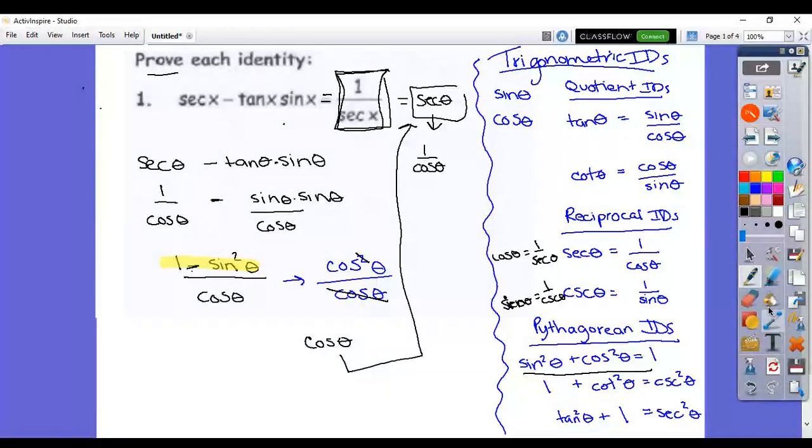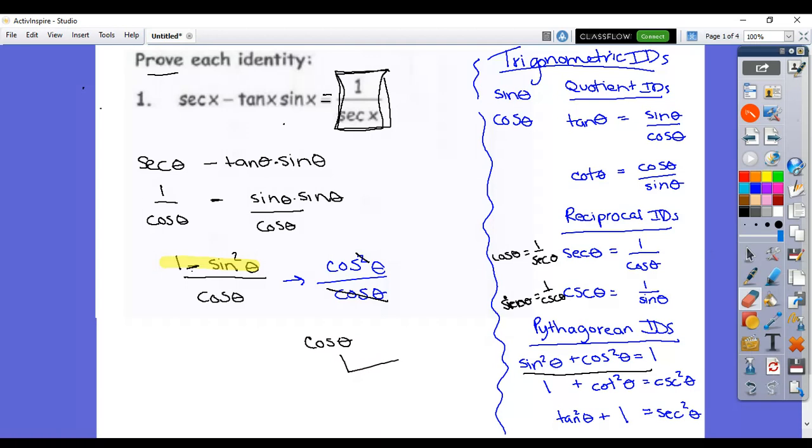I might erase this because that's just confusing. So when it says prove this, that means the problem is going to work. You just have to figure out the steps to get there. So in this problem, we just verified what we had to do.